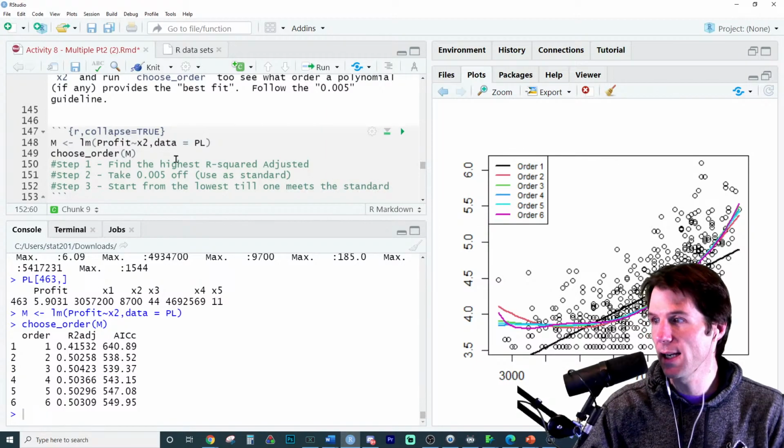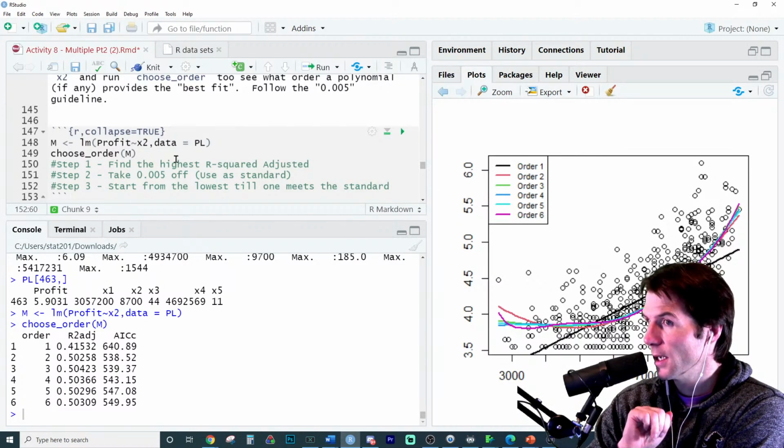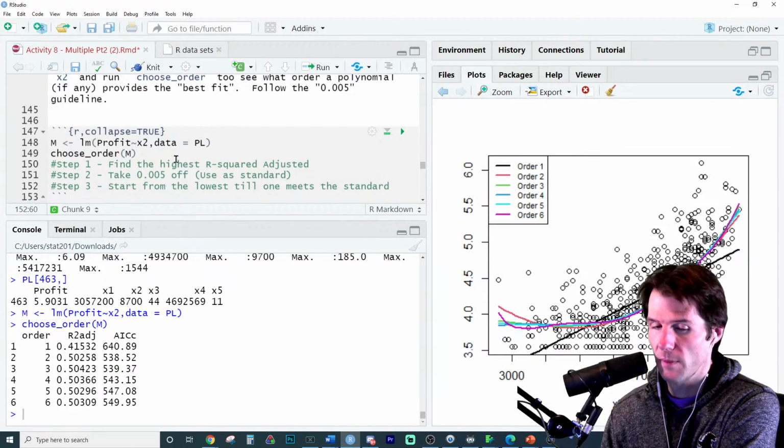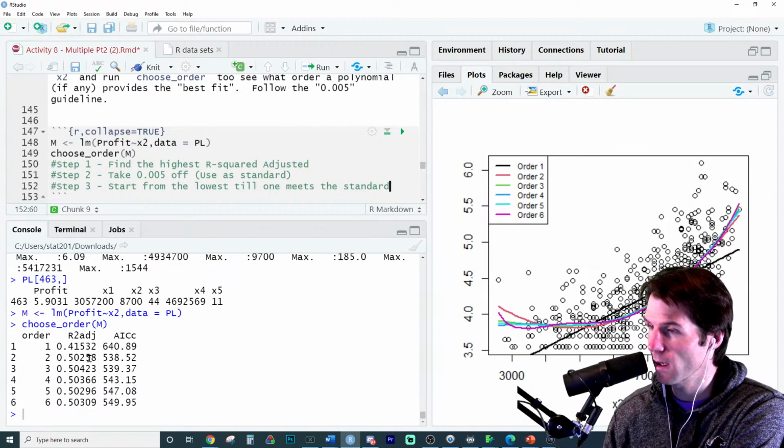So here are our steps, and make sure you do them in this order. A lot of people jump the steps. So with our steps right here, to find the correct polynomial order, here's what we do. Step 1, find the highest R squared adjusted, because remember, it's the penalized R squared.